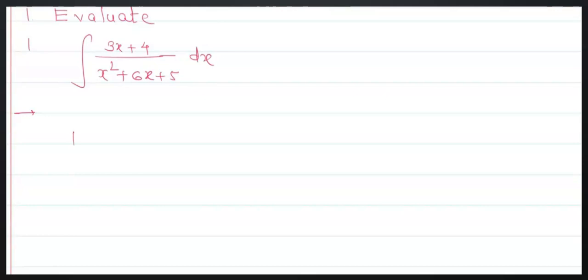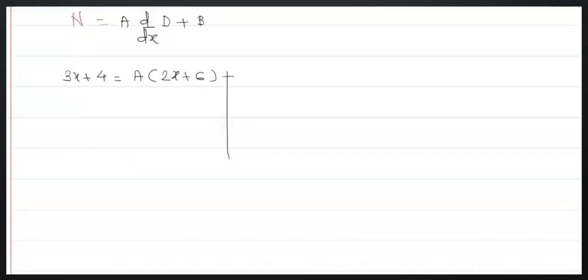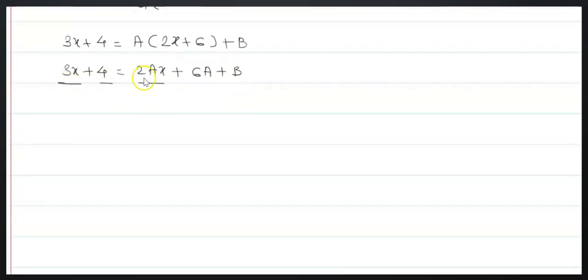Again now here, the numerator is equal to a into d/dx of the denominator plus b. Therefore 3x plus 4 is equal to a into the derivative of the denominator. What is that? x square plus 6x means 2x plus 6, plus b. Next, equate the coefficients: a times 2x, 6a plus b, 3x and 4. These are single underline and double underline.